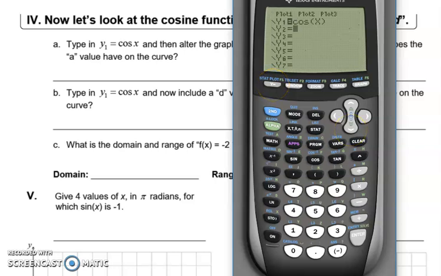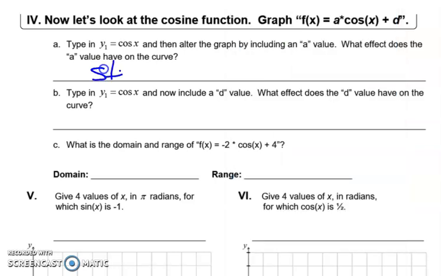So if we did 3 cosine x, it's a little different, right? It's stretched. So A is still going to give us a stretch or compression. Remember, if the absolute value of A, not looking at negative or positive, is less than 1, then it's going to compress and get wider. If it's greater than 1, it's going to stretch and get slimmer.